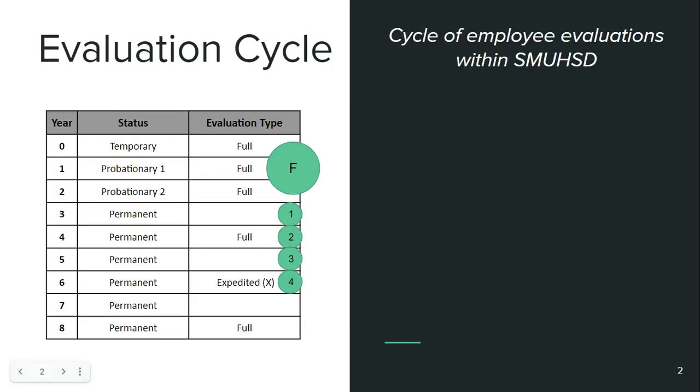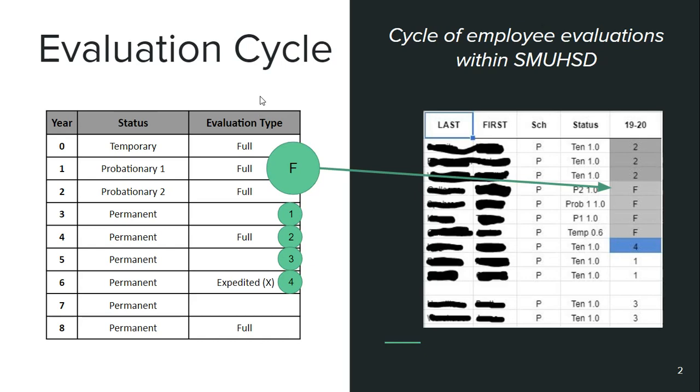Certificated employees go through an evaluation cycle. This is the evaluation cycle that's noted in the Teacher Evaluation System Handbook. When employees are temporary or probationary, they're always going to be on a full evaluation. Once they've reached permanent status, they go through a 4-year cycle of evaluations.